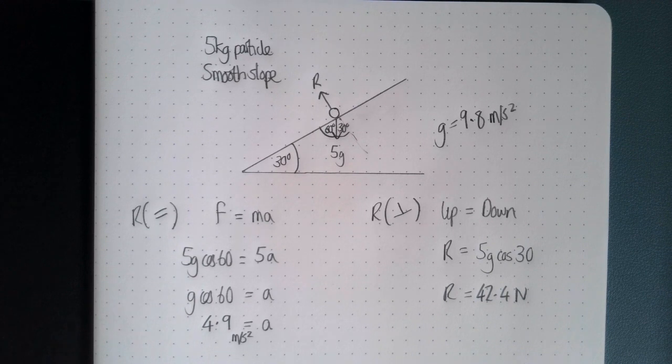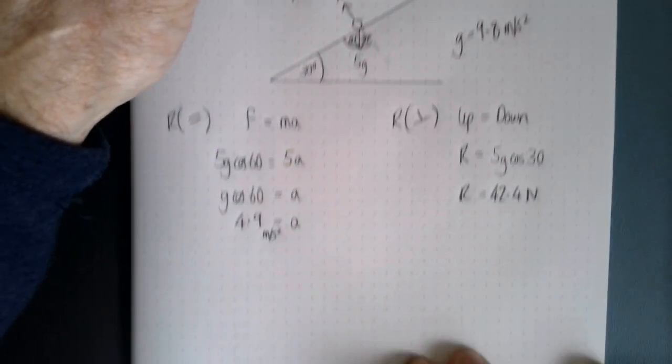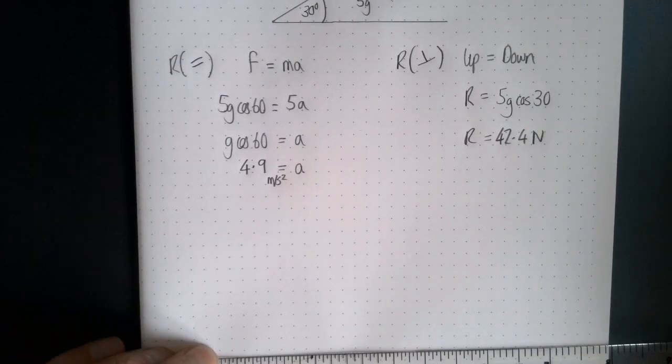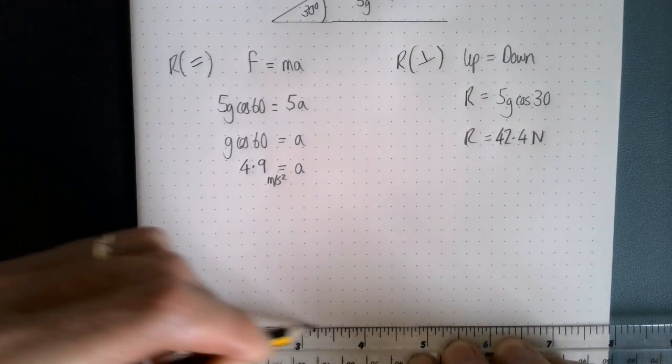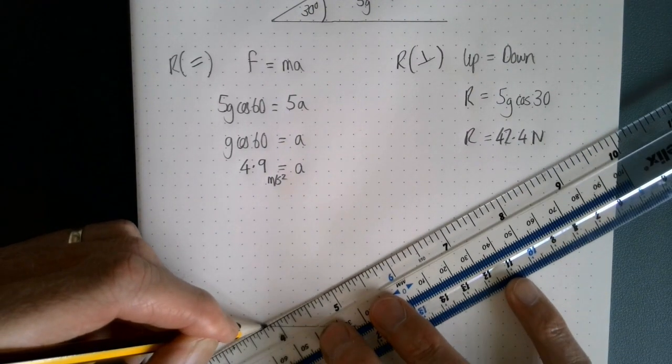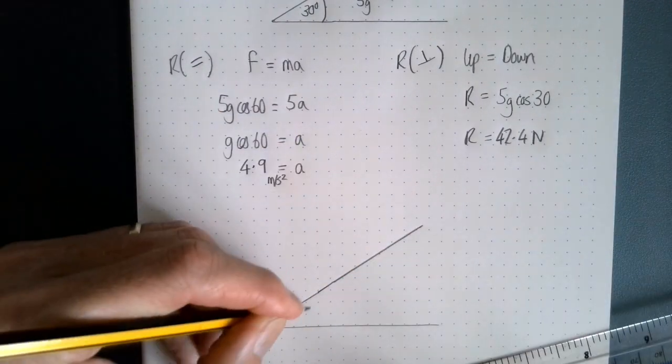So let's now start with exactly the same situation. So let's redraw the diagram, still with a 5 kilogram mass, still at an angle of 30 degrees.